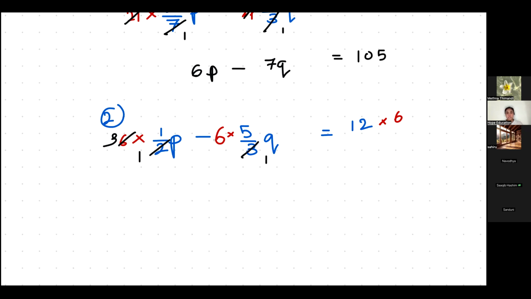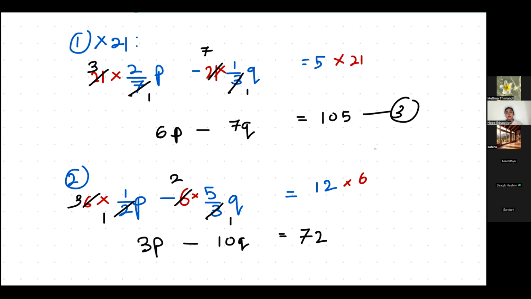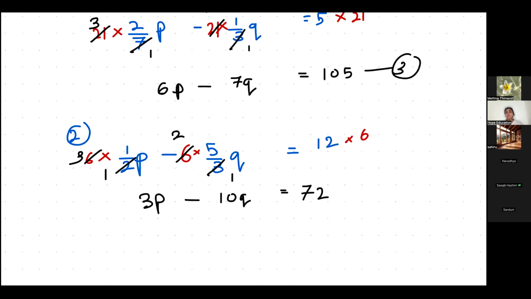So 3 times 1 is 3. 3 times 2 is 6. So then 3 times 1 is 3. So we have 3p. Minus 2 times 5 is 10. We have 10q. Minus 12 times 6, we get 72. And this one I take as equation number 3. This one I take as equation number 4. Up to this point, is it clear to all of you? Give me a thumbs up, please.